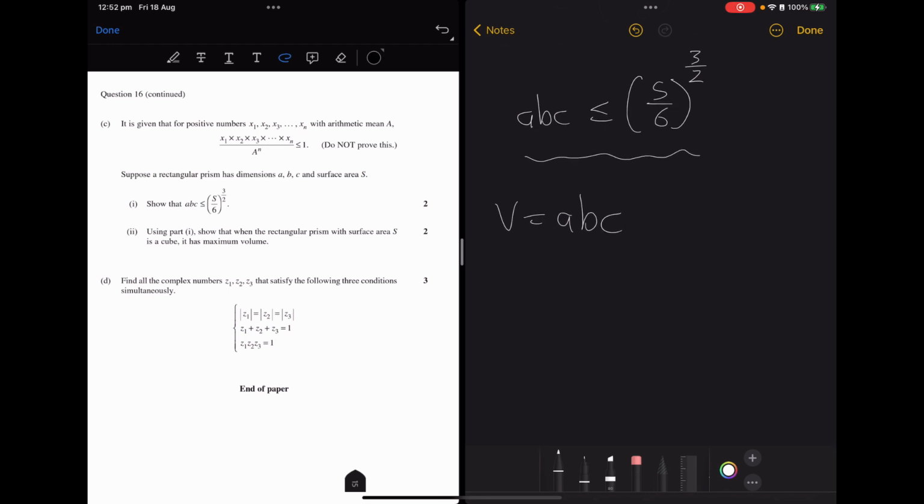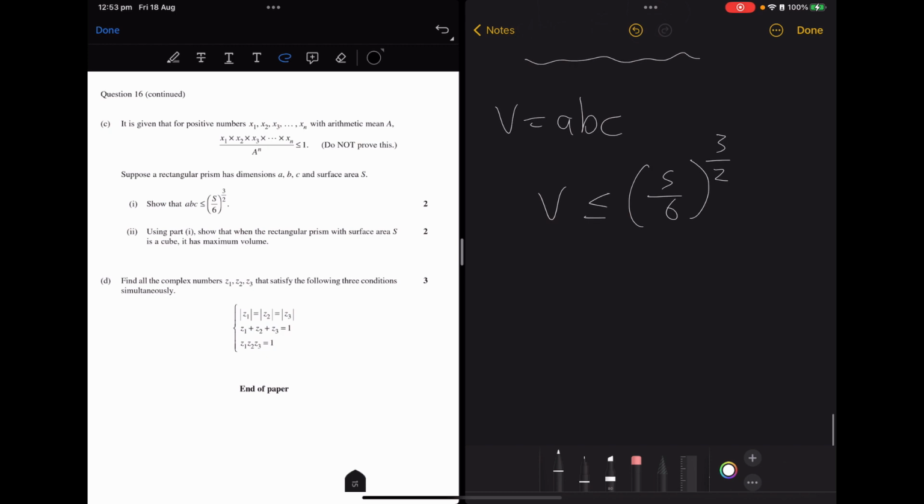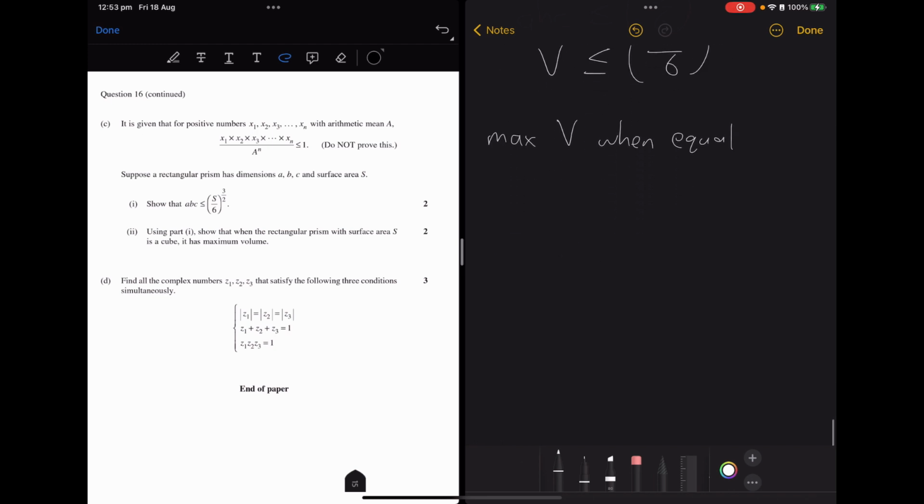We have our inequality. So we know the volume is less than or equal to S over 6 to the power of 3 over 2. Therefore, the upper bound, or sort of upper limit of volume, so max volume when equal. So we know that the maximum the volume can take is when it's equivalent to S over 6 to the power of 3 over 2. So if it is a cube, then a equals b equals c, since all sides are equal.